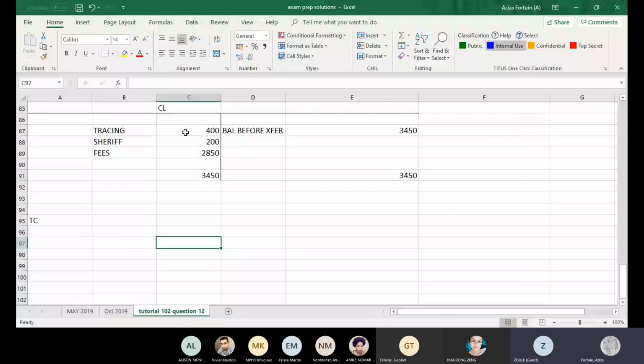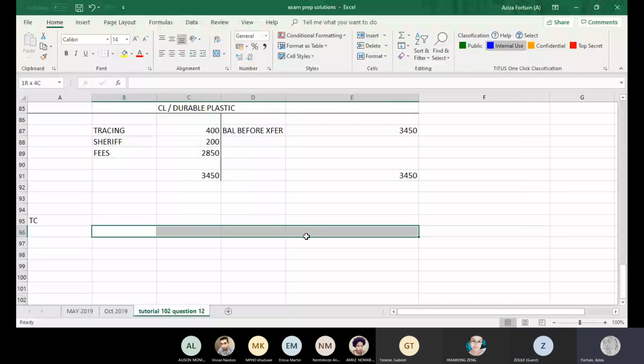Okay, now do the trust creditors ledger. I'll give you another 5 minutes to do the trust creditors ledger.